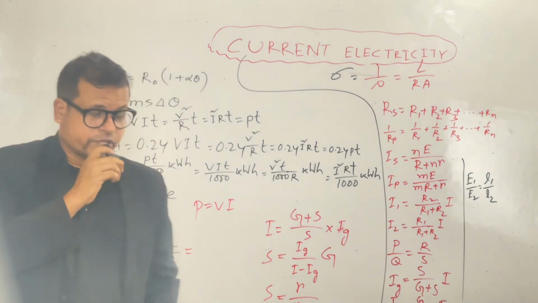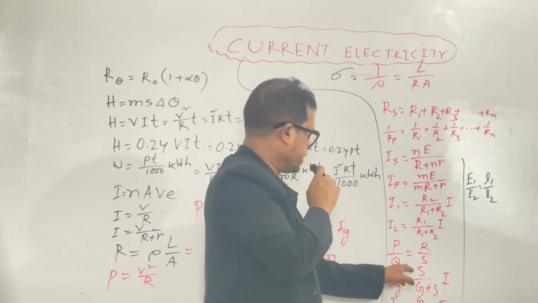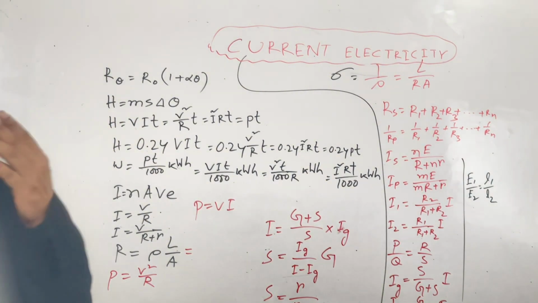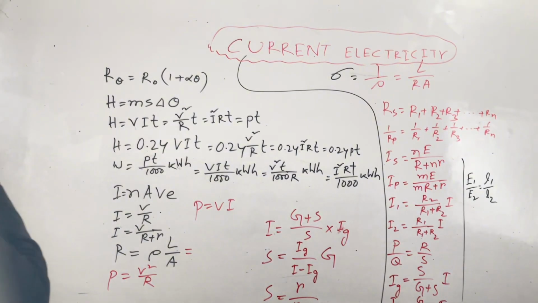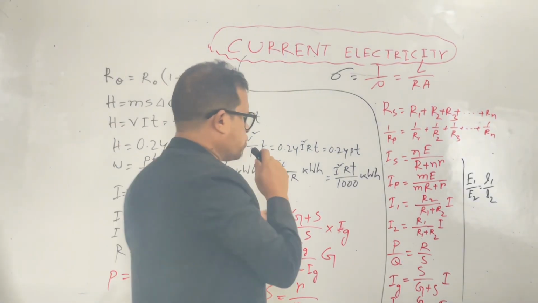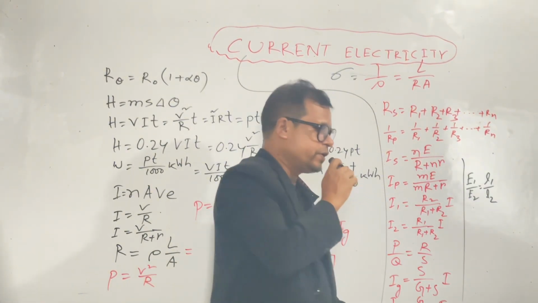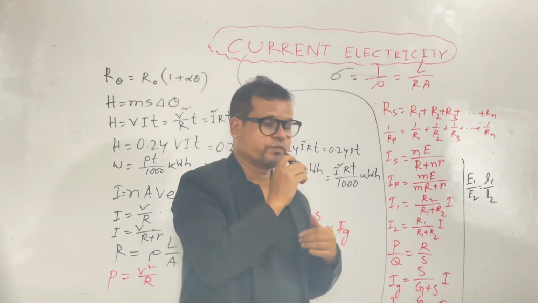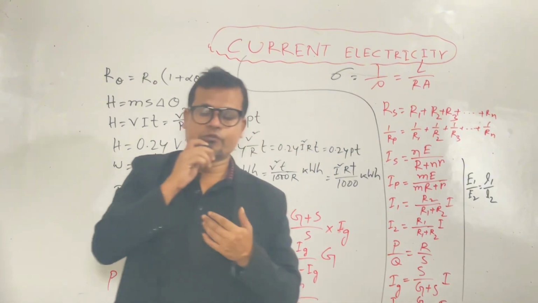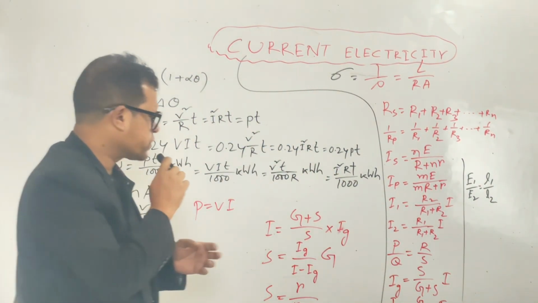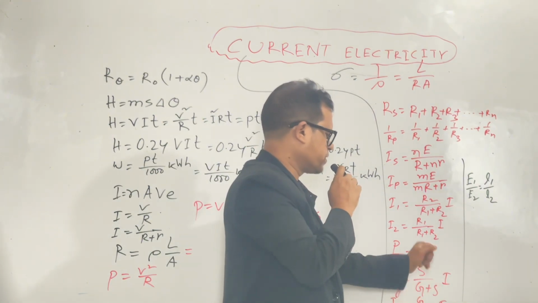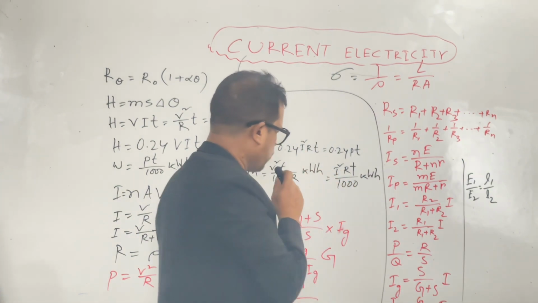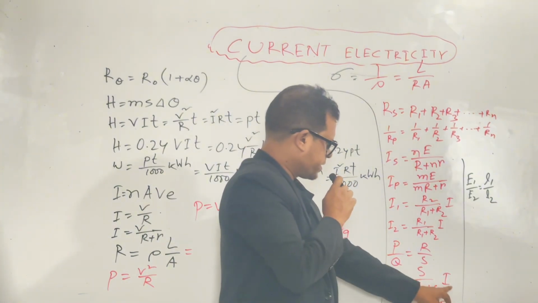And for the Wheatstone bridge, you have to know this formula: P over Q equal to R over S. Actually, these are the resistances of the four arms of the Wheatstone bridge. P is the resistance of the first arm, Q is the resistance of the third arm, R is the resistance of the second arm, S is the resistance of the fourth arm. If the question gives you this, you can find out this. And P over Q equal to R over S, and IG equal to S over G plus S times I.